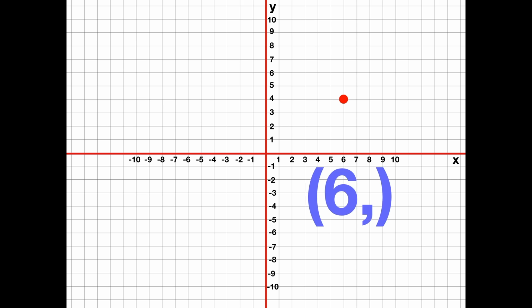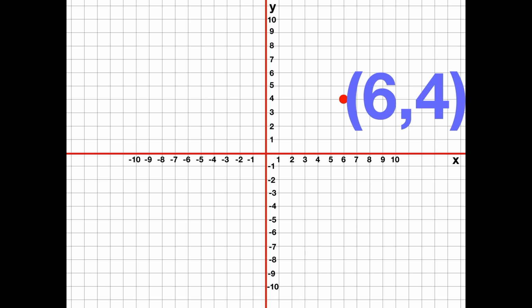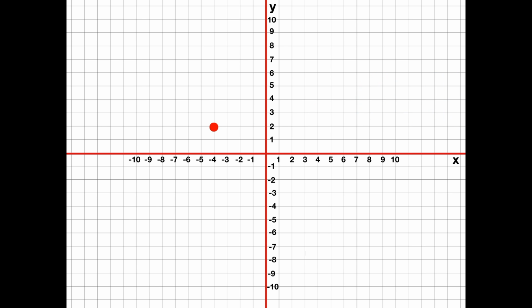Now let's check your thinking. We went over 6 and then up 4. So it would be 6, 4. How about here? We went over negative 4 places and then we went up 2. So negative 4, 2. Let's keep following that point to another location. There you go.